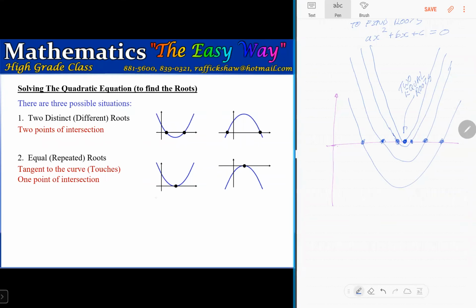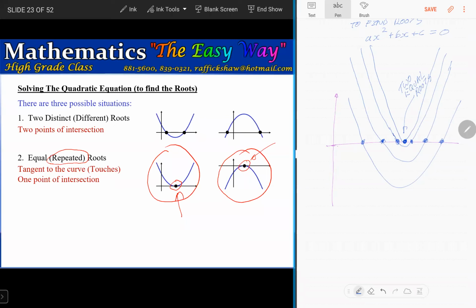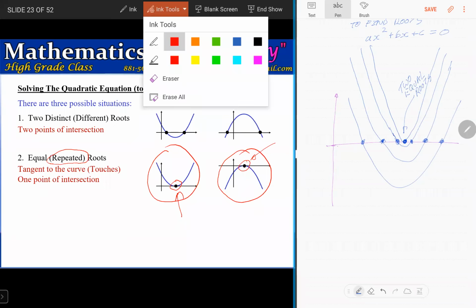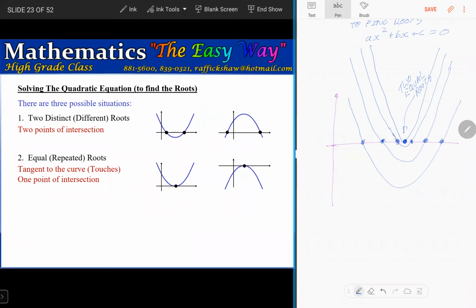So when you have this situation here, or this situation, you have two equal roots. There are still two roots, and they call them repeated roots. Roots are repeated, roots are equal. That happens when the minimum point is on the x-axis, that's this one, or when the maximum point is on the x-axis, that's that one. So you can have two equal roots.